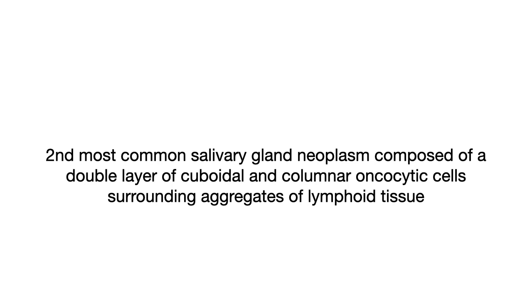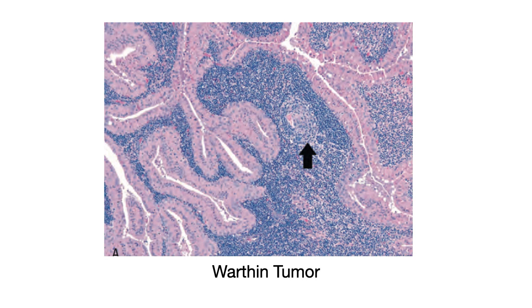This is the second most common salivary gland neoplasm, composed of a double layer of cuboidal and columnar oncocytic cells surrounding aggregates of lymphoid tissue. This is known as Wharton's tumor. And when we say the cells are oncocytic, this is characterized by abundant eosinophilic granular cytoplasm, as seen in the epithelial lining here. Wharton tumor is almost always found in people who smoke.